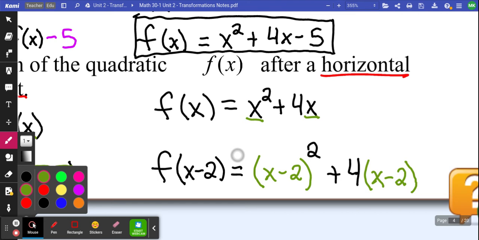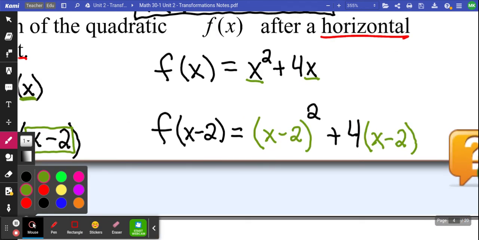So notice that I actually changed x to be x minus 2. Perfect. I wouldn't leave it like that. I would multiply this 4 in. So you'd actually expand that. You could also expand that squared too. So you could rewrite it in many different forms, right? Most likely you'd see it like this.